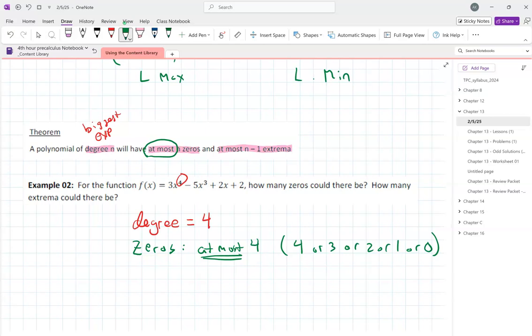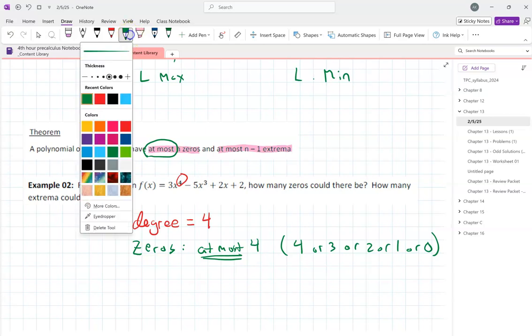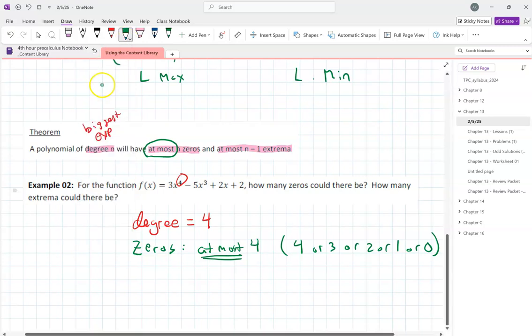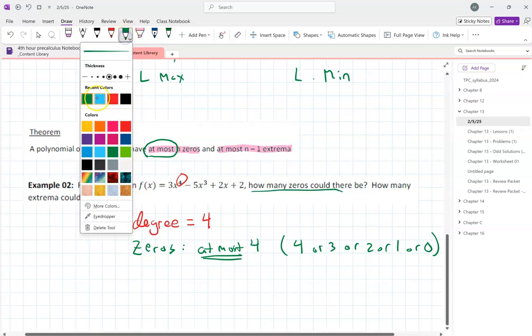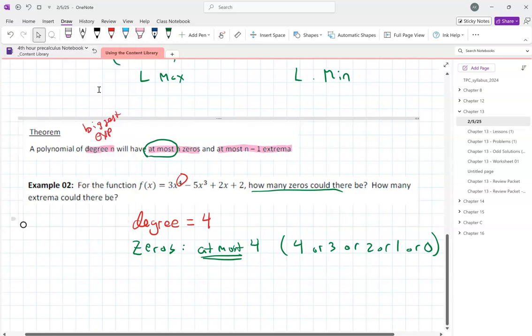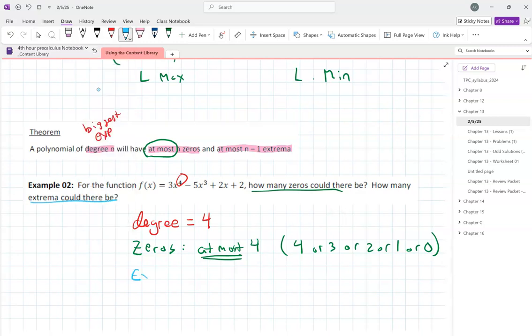So again, I'm going to be picky for that at most. You really got to read the question and make sure you're answering it correctly. So if I want extrema now, how many extrema can I have? At most 3. Good, or you could write 3 or 2 or 1 or 0. But I'm going to stick with at most because I'm into that whole brevity thing.